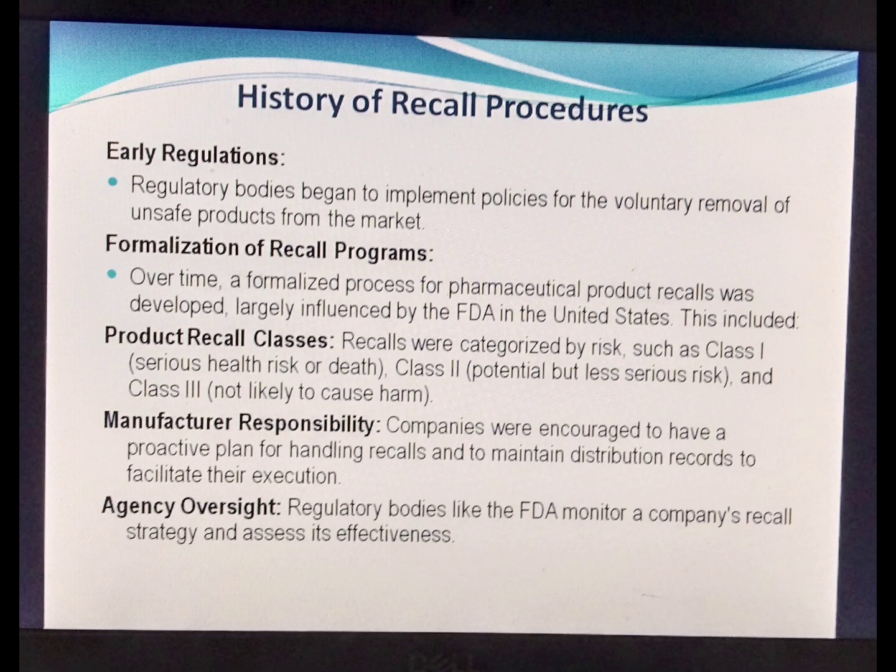Recalls were categorized by risk, such as Class 1, serious health risk or death or fatality. Class 2, potential but less serious risk. And Class 3, not likely to cause harm. Manufacturer responsibility: companies were encouraged to have a proactive plan for handling recalls and to maintain distribution records to facilitate their execution. Agency oversight: regulatory bodies like the FDA monitored a company's recall strategy and assessed its effectiveness.